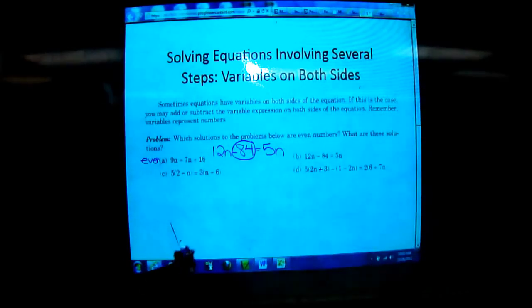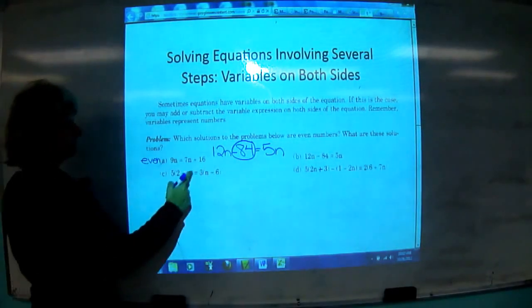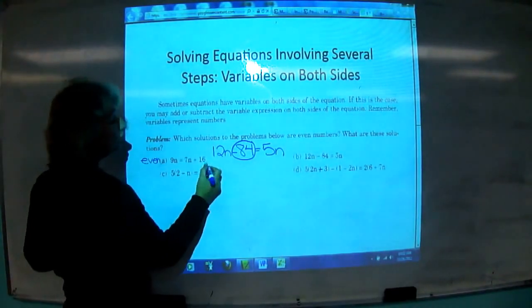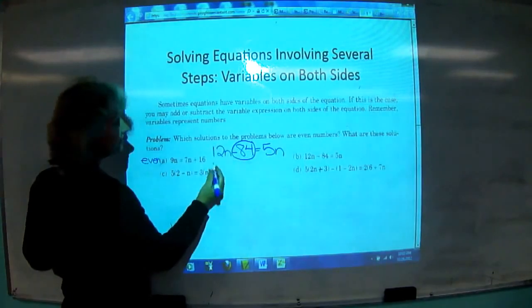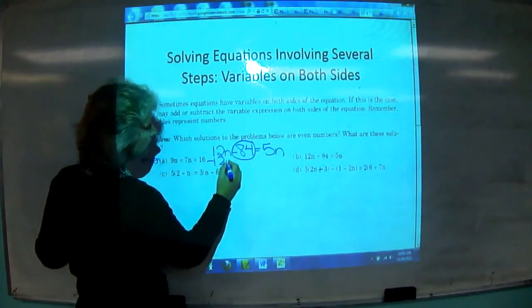Negative 84. So if you take the operator with it when it's in that second position, you easily see that it's not just 84, it was minus 84, which is plus a negative 84. Okay? So what are we going to add to both sides? Negative 12n, because we want to isolate the variable expressions on only one side. So let's put negative 12n on both sides.